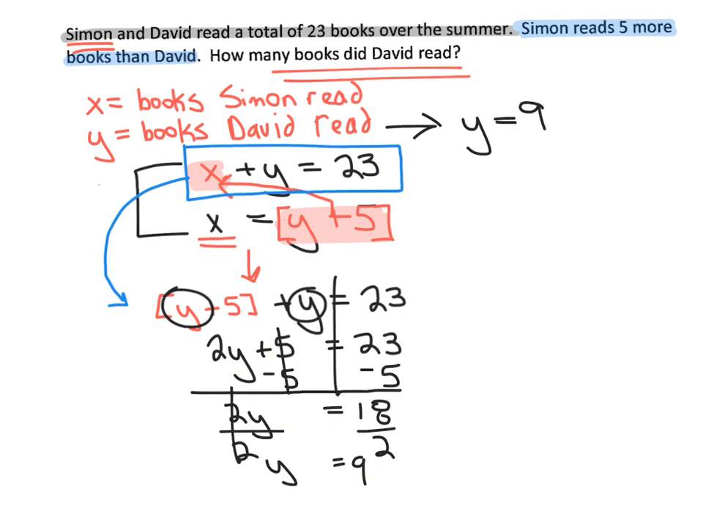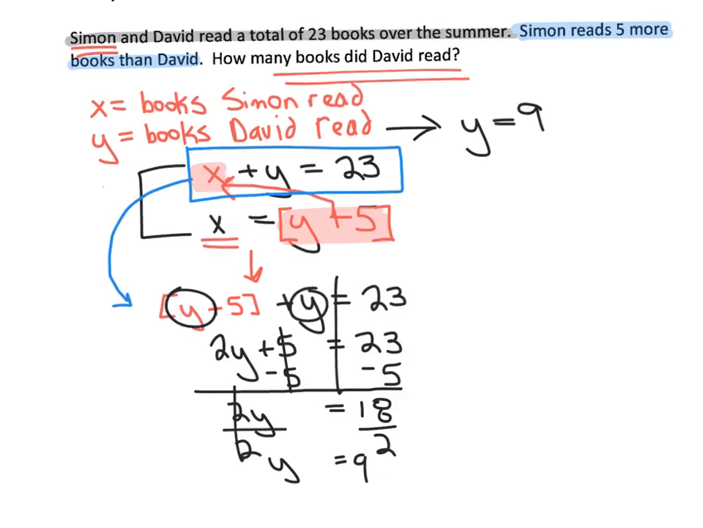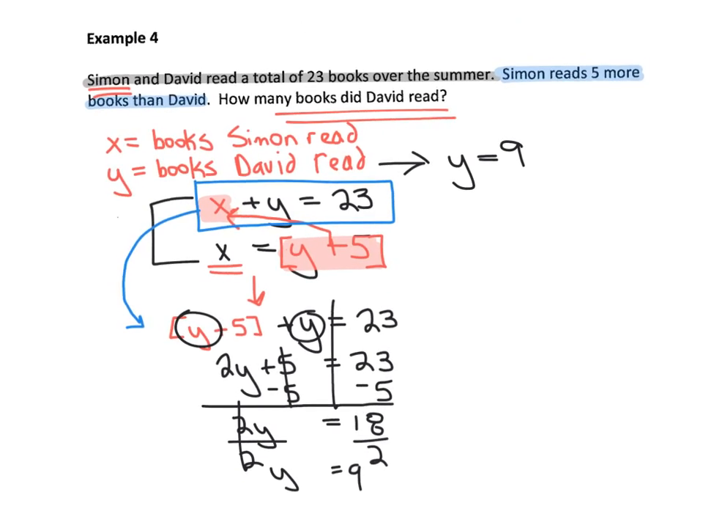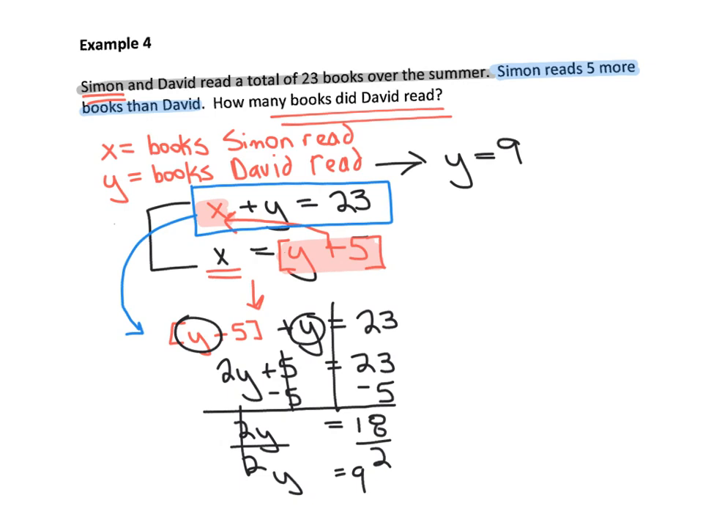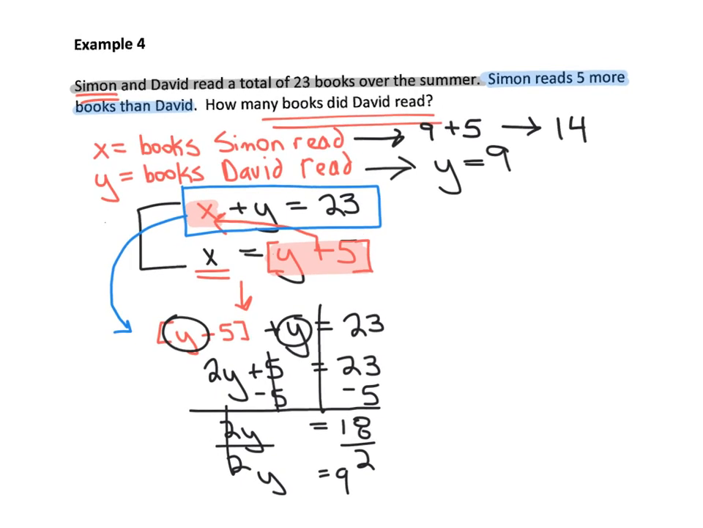Now at this point, we know that Simon read 5 more books than David. So to figure out the books that Simon read, we're just going to add the books David read plus 5, which gives you 14. So what this means to us is that Simon, we used x to represent Simon, read 14 books, and David, which is represented by y, read 9 books.